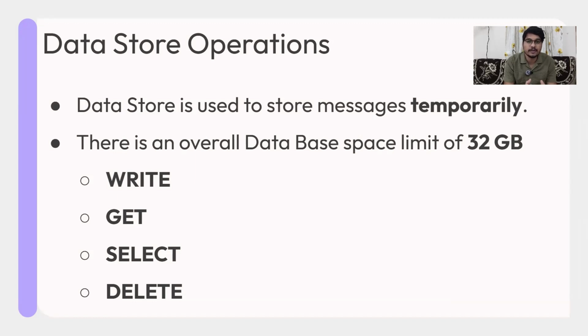So the main purpose of data store is to store some messages in our CPI tenant, which can be accessed in the later runs. Okay, there is an overall database space limit of 32 GB. So we should be aware of this limitation, and we have a couple of operations like write, get, select, and delete. We are going to see each one of them in the CPI tenant.